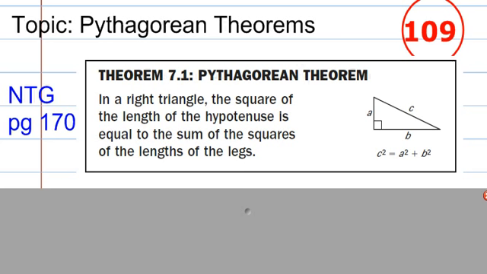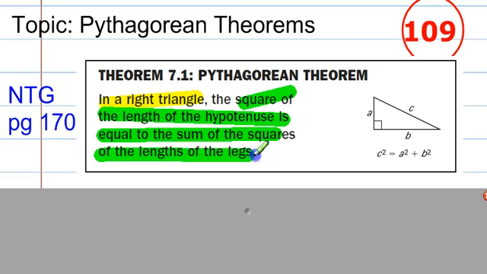So if you take a look here, we're going to continue our discussion of the Pythagorean Theorem. If you remember from middle school, the Pythagorean Theorem says if you have a right triangle, that's our hypothesis, then the conclusion is the square of the length of the hypotenuse is equal to the sum of the squares of the lengths of the legs. So in other words, this is only true if you have a right triangle. If you don't have a right triangle, we can't say that a squared plus b squared is equal to c squared. Okay? And so that's where it becomes important to know.